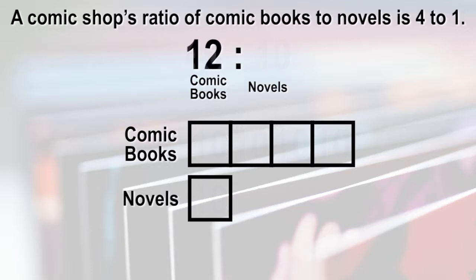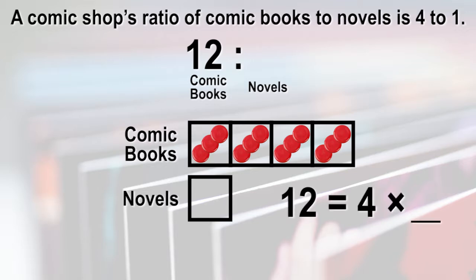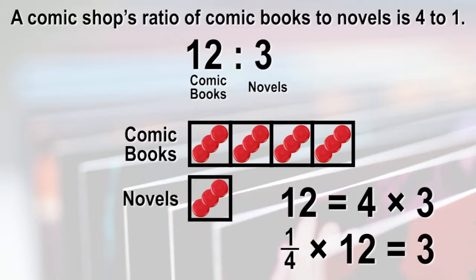If there are 12 total comics, how many novels are there? We can take our 12 comics and divide them equally among the boxes. Since the total number of comic books is 4 times the number of novels, we can think 12 equals 4 times what? Or the novels will be 1/4 the total number of comics, or 1/4 times 12 equals what? From the model, we can see our answer would be 3.